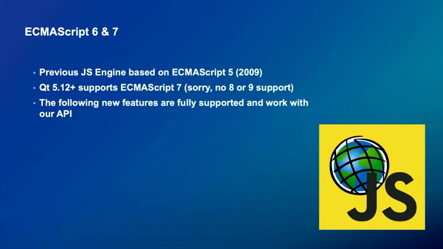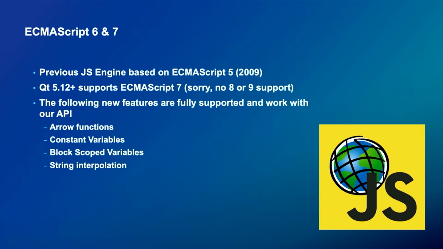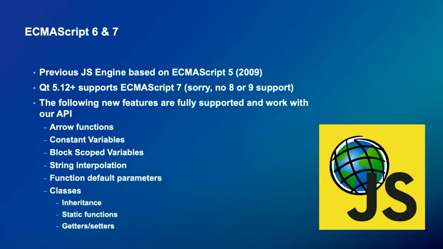Qt 5.12 brings in support for ECMAScript 6 and 7. No 8 or 9, but 6 is really the big one. It brings in a lot of the new JavaScript language features. So the following features are now fully supported and work with our API. We've got arrow functions, constant variables, block scoped variables, string interpolation, function default parameters, and classes.